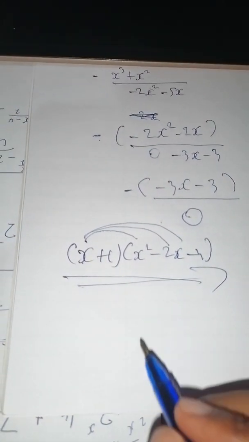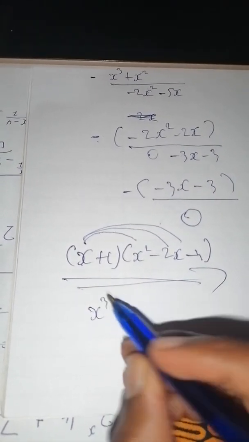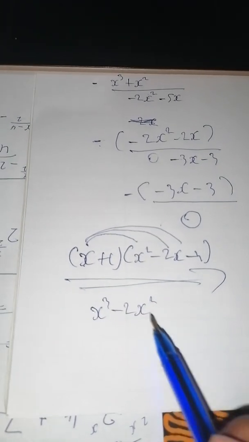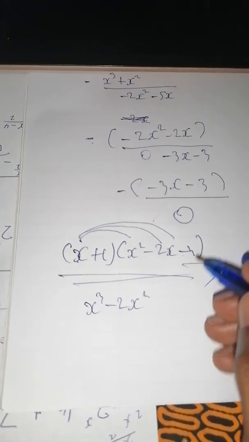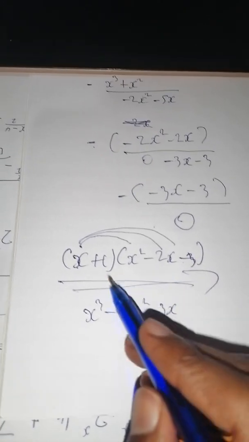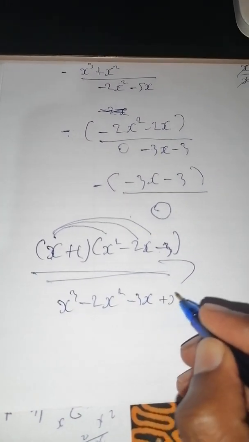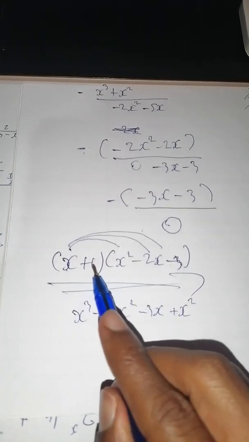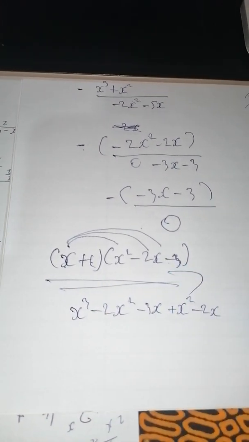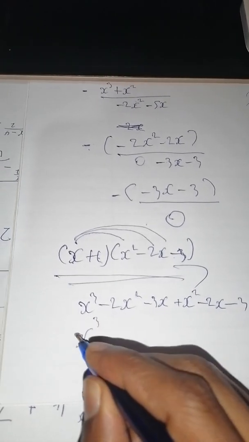X multiplied by x squared is going to be x cubed. X multiplied by negative 2x is going to be negative 2x squared. X multiplied by negative 3 is going to be minus 3x. Now 1 multiplied by x squared is going to be plus x squared. Now 1 multiplied by negative 2x is negative 2x. 1 multiplied by negative 3 is negative 3. Now this is what we have for now.